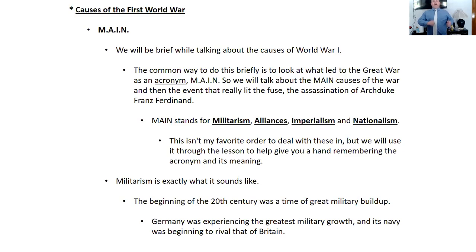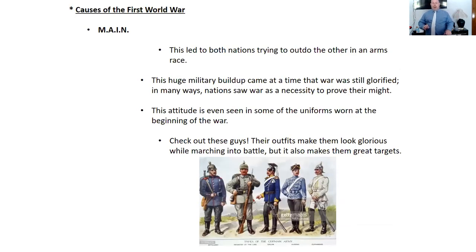So militarism is exactly what it sounds like. The beginning of the 20th century was a time of great military buildup. The political scientists at the time felt that if a country was super strong, no one would dare attack it. Sound familiar? That's kind of the basis of the nuclear arms race and the buildup of the late 20th century. So Germany was experiencing the greatest military growth, and its navy was beginning to rival that of Britain. And so you can imagine, as Great Britain, you're a little bit nervous. And this led to both nations trying to outdo the other in an arms race.